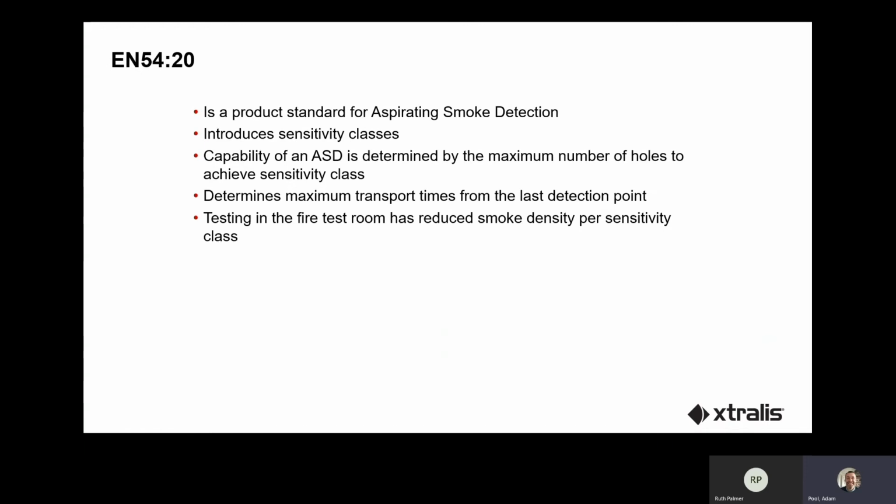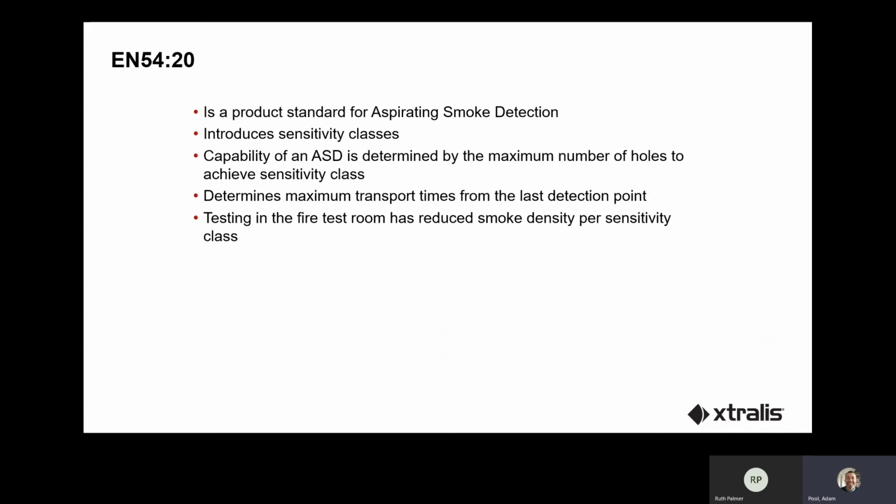And what EN 54 Part 20 does is it introduces sensitivity classes. There's lots of other testing, but if we're focusing purely on fire detection, it talks about sensitivity class. And whenever an aspirating system is being designed, the capability of that aspirating system has to be considered. And the capability is the maximum number of sampling holes that can be applied to one unit to achieve the sensitivity class. So if you want a normal level of sensitivity, you can typically have a lot more sampling holes than if you want a higher level of sensitivity, where there's a greater demand on the system and therefore fewer sampling holes on the system. It also talks about maximum transport times.